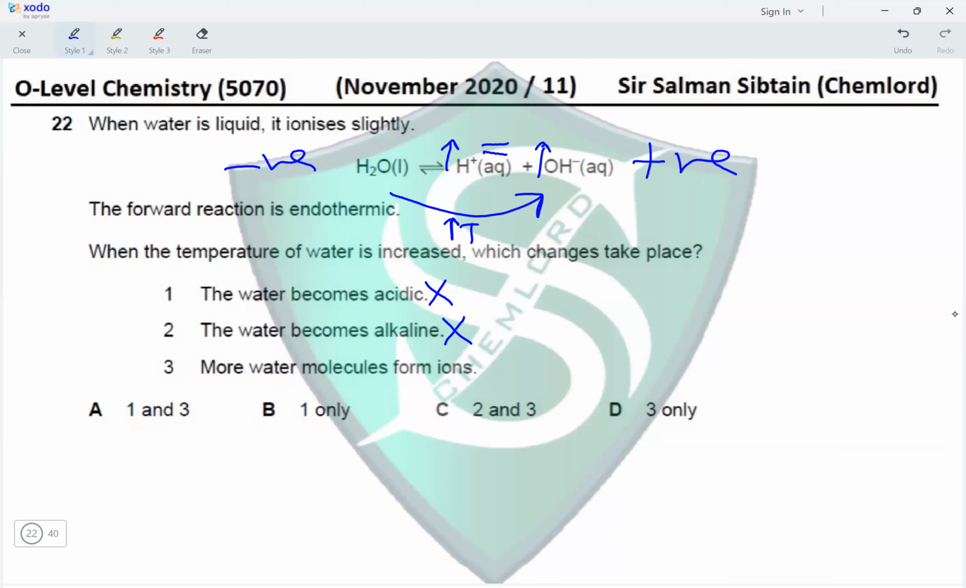Yes, if the forward reaction is being favored, the equilibrium will shift to the right. Fewer H2O molecules will remain and more H positive and OH negative ions will form. So statement 3 is correct, and it is the only statement that is correct. Thus, option D is the correct option for this question.